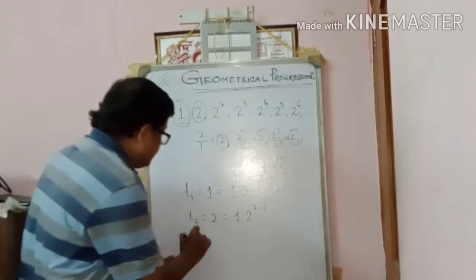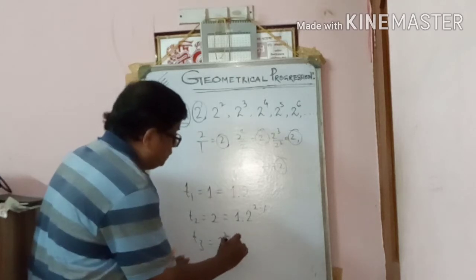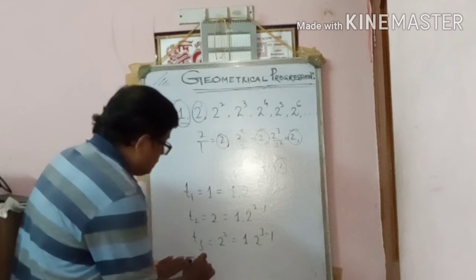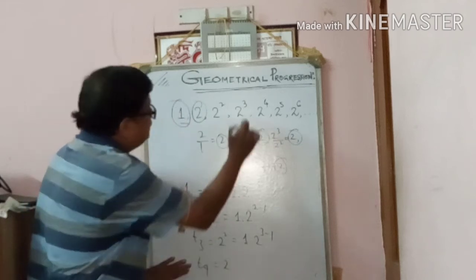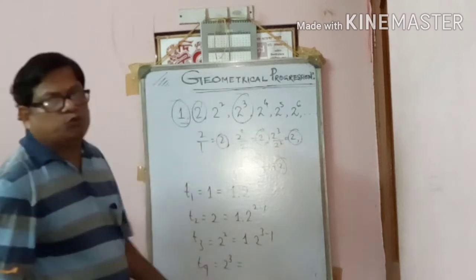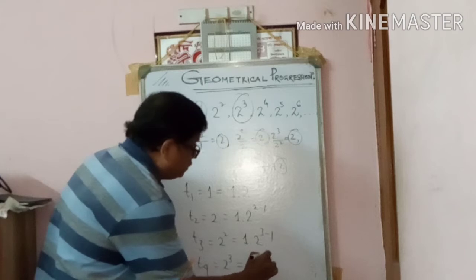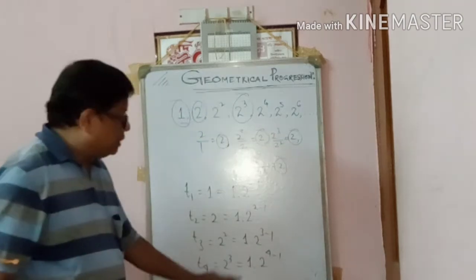Okay. Now T3, 2 square. So 1 into 2 to the power 3 minus 1. Similarly T4, here 2 cube 8. So 2 cube we can write as 1 into 2 to the power 4 minus 1. See, 4 minus 1 is 3. Now look here.